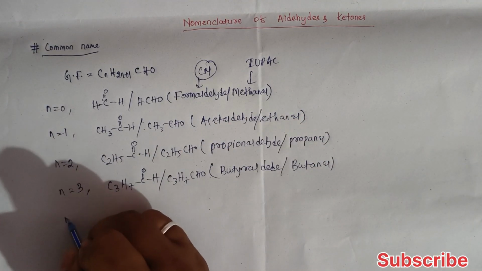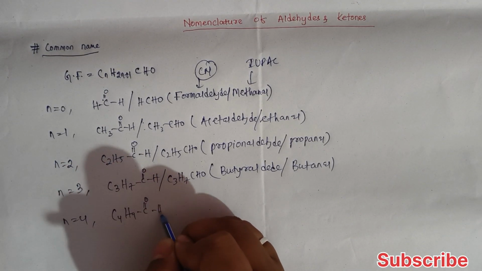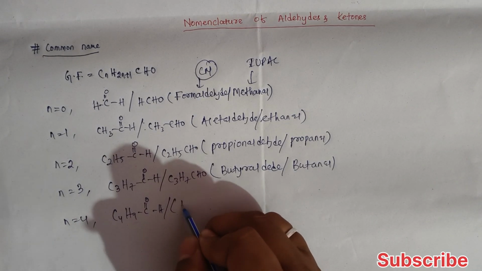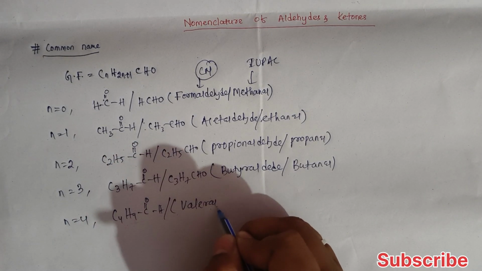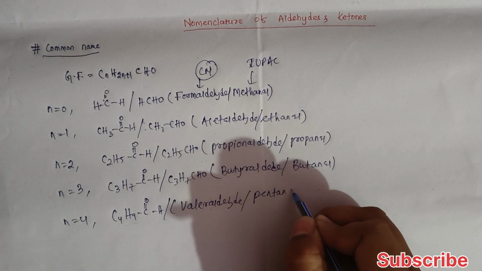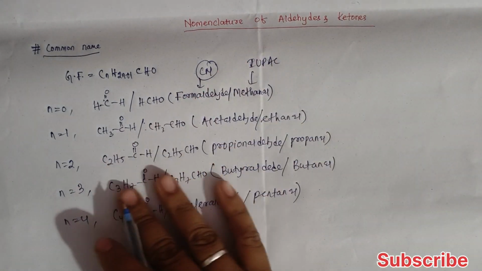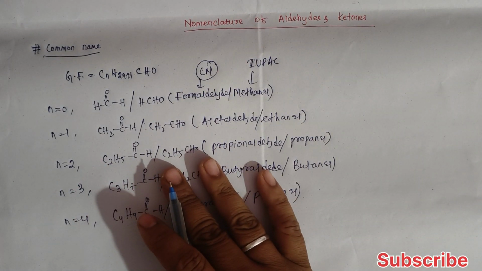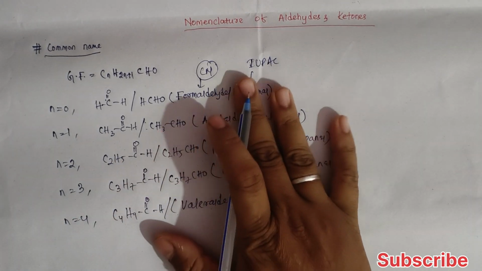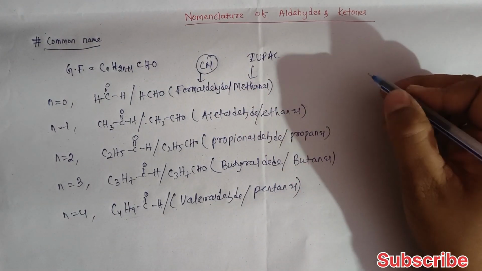Clear? Like this, if I put n equals 4, C4H9 C double bond OH, as it contains 5 carbon atoms, that's why it is called valeraldehyde, and its IUPAC name is pentanal. I hope it is clear to all of you, but these are all aliphatic aldehydes, meaning straight chain carbon atoms are present. Now let me tell you about some aromatic aldehydes also.